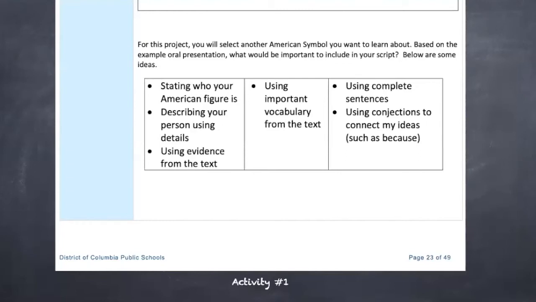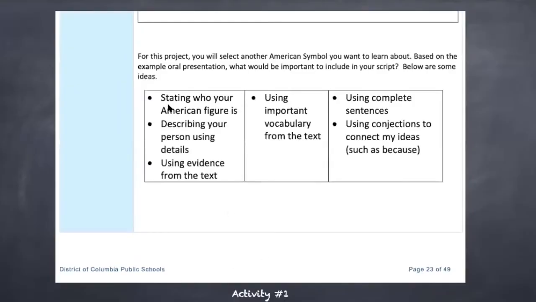For this project, you will select another American symbol you want to learn about. Based on the example oral presentation, what would be important to include in your script? Below are some ideas. Stating who your American figure is. Describing your person using details. Using evidence from the text. Using important vocabulary from the text. Using complete sentences. And finally, using conjunctions to connect my ideas, such as because.